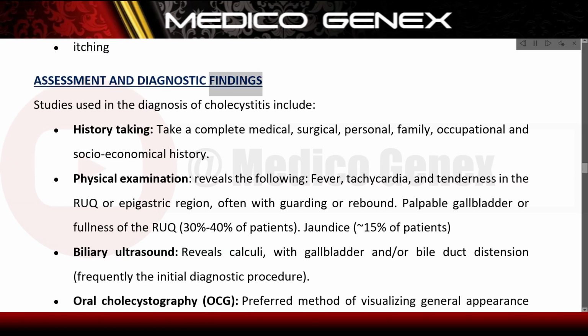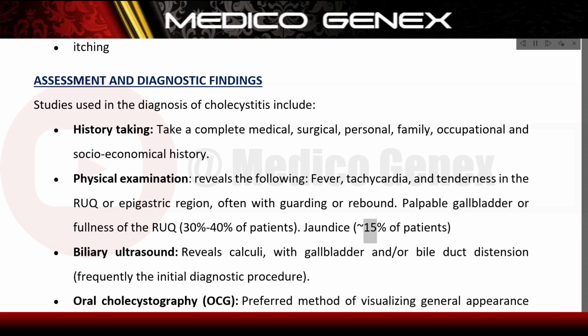Assessment and diagnostic findings. Studies used in the diagnosis of cholecystitis include history taking. Take a complete medical, surgical, personal, family, occupational and socioeconomic history. Physical examination reveals the following: fever, tachycardia, and tenderness in the RUQ or epigastric region, often with guarding or rebound. Palpable gallbladder or fullness of the RUQ, 30% to 40% of patients.